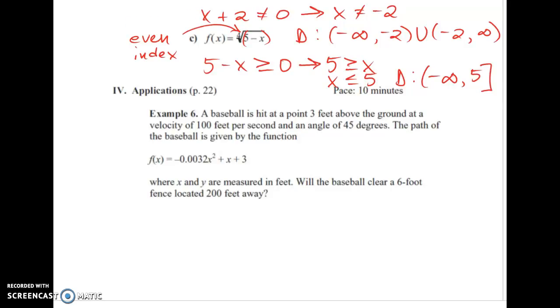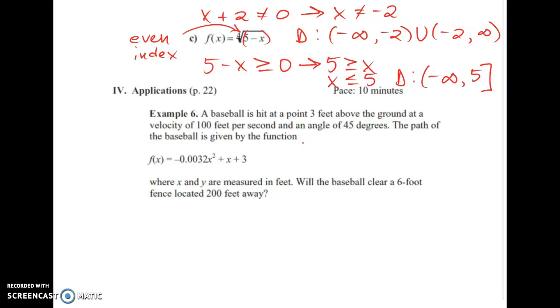The path of the baseball is given by the function f of x equals negative 0.0032 x squared plus x plus 3. So just a quadratic equation, which, by the way, because this is a negative, hopefully you recall this, well, in the first place will be a parabola, but because it's negative, it's going to be a parabola that opens down, as you kind of see here. Where x and y are measured in feet. Will the baseball clear a 6-foot fence located 200 feet away?